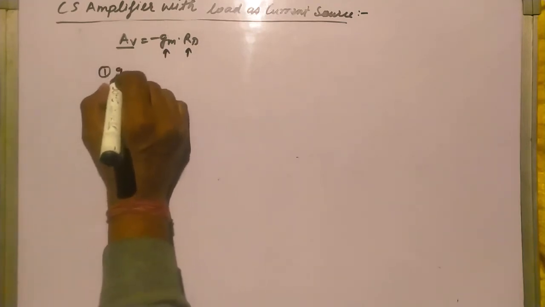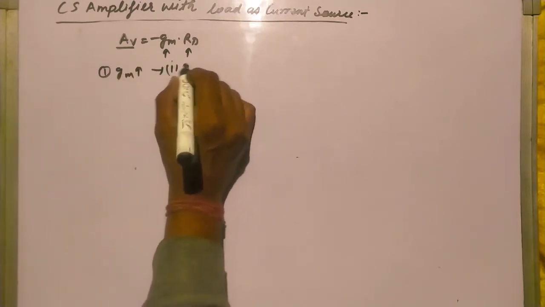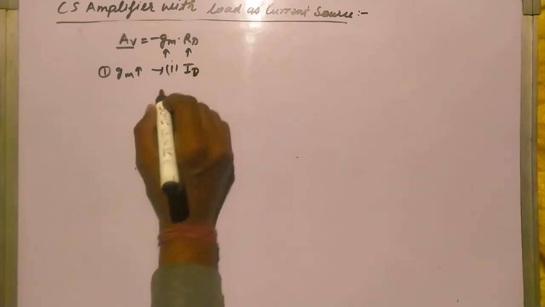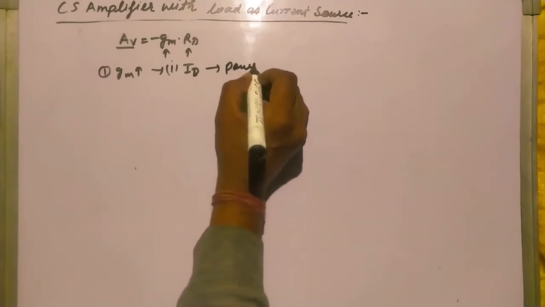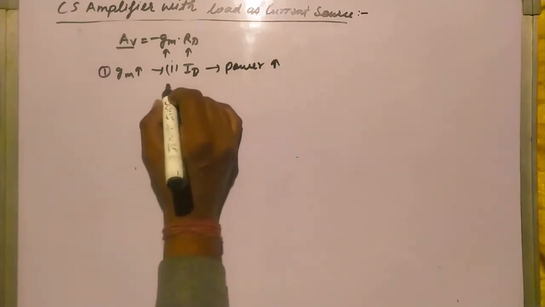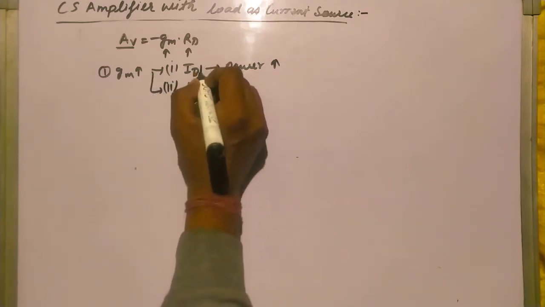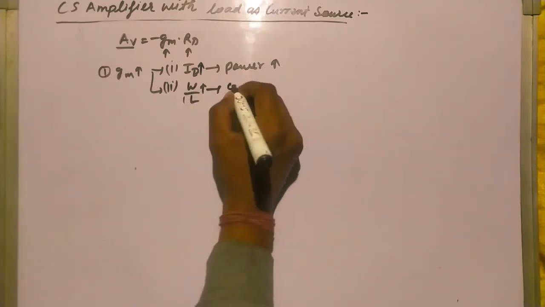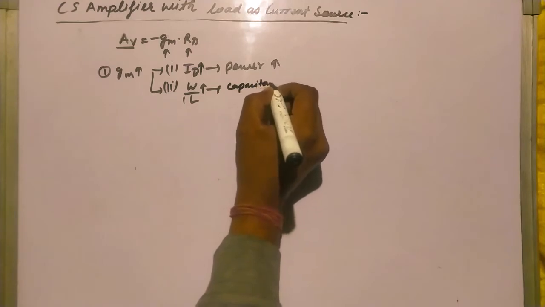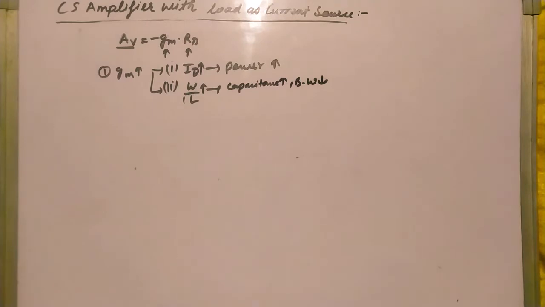Now first, if I am increasing GM, how can we increase GM? By increasing the current ID. If I am increasing current ID, then the power dissipation will increase, which is a problem. Second, by increasing W by L. If I am increasing W by L, then GM will increase, but capacitance will increase and bandwidth will reduce. But what we want is constant bandwidth. So this is a problem.